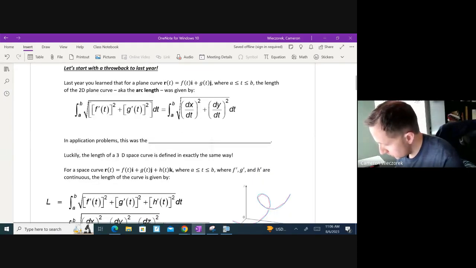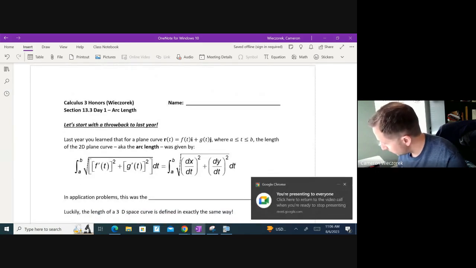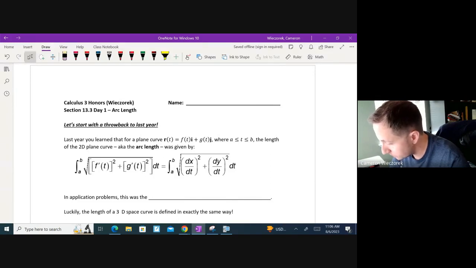All right, so we are taking a look at section 13.3, day 1. We're going to be looking at arc length, which is something you looked at a little bit in Calc 2 for plane curves, and we're going to extend our knowledge of that now to space curves in 3D.